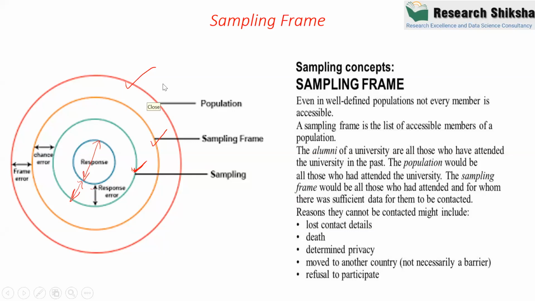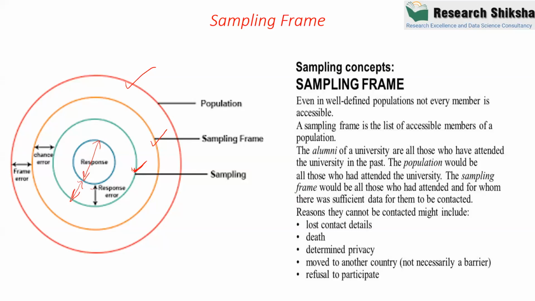Okay, so one thing is very clear here. The sampling frame is related to the target population, because you have to find your sample from the sampling frame, and the sampling frame is the detail of the target population. So I hope it is clear.